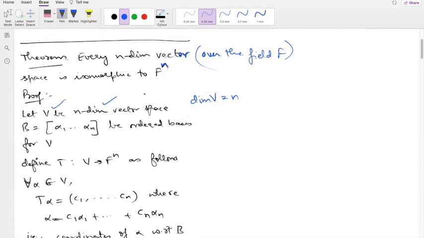So if it is an n-dimensional vector space, I can have vectors alpha 1 to alpha n as an ordered basis for vector space V, right? Now I define a transformation T which takes an element alpha in this vector space V and spits out an element in F^n, which is also a vector space in itself, right? This is a vector space we know already.